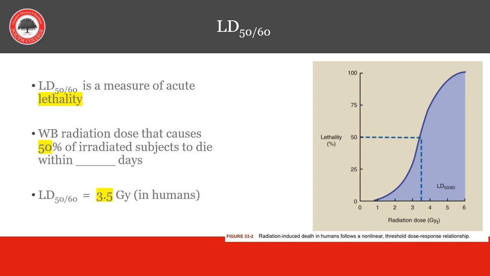So LD50/60 is a measure of acute lethality, which is death, and it's a whole body radiation dose that causes 50% of the people to die within 60 days. I left that blank there so you can make sure that you know the difference between what the percentage and the days are. So it causes 50% of the people. The first number is the percentage, and the second number is the number of days.